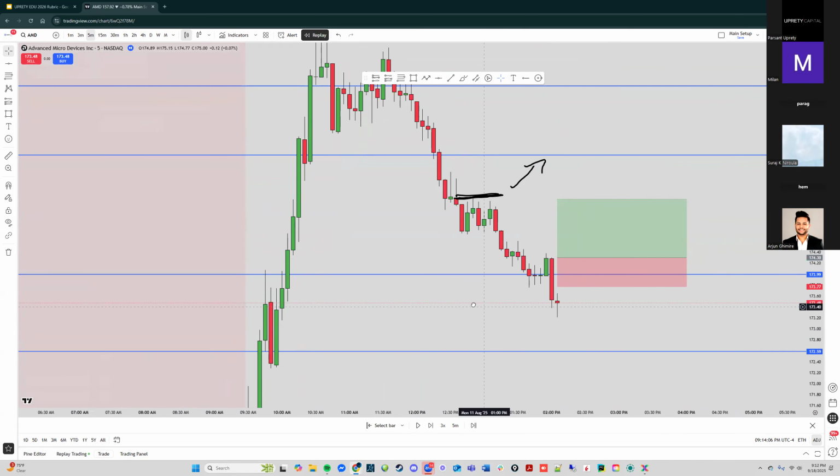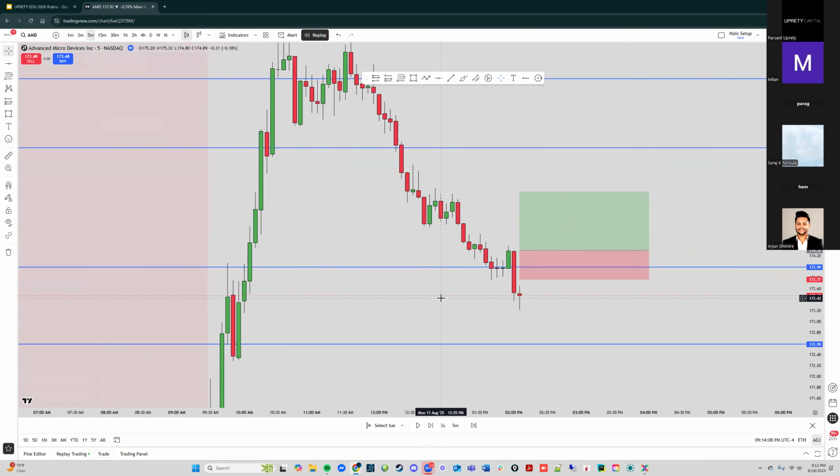And if it ends up going wrong, that's fine. The setup was there, we liked it, we made a prediction. As long as we have a 1 to 2, we can lose this trade and still make our money back.